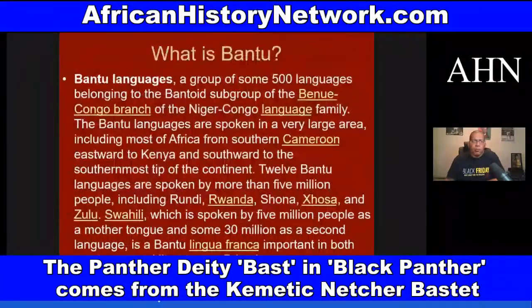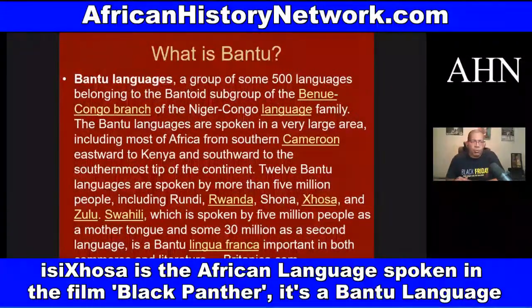What is Bantu? Bantu languages are a group of some 500 languages belonging to the Bantoid subgroup of the Benue-Congo branch of the Niger-Congo language family. The Bantu languages are spoken in a very large area, including most of Africa from southern Cameroon eastward to Kenya and southward to the southernmost tip of the continent.